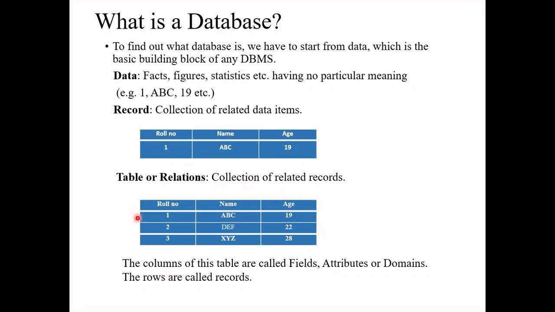So collectively this is known as a table. It is a collection of related records. So a collection of records is known as a table or relation. And here we have a collection of data, it is known as a record. The columns of this table are called fields, attributes or domain. Here in this table we have three columns, that is roll number, name and age. This is known as attributes or domain or fields, and the rows are called records. So this is the first row, this is the second row and this is the third row. It is known as a record. So in this table we have three columns and three records.